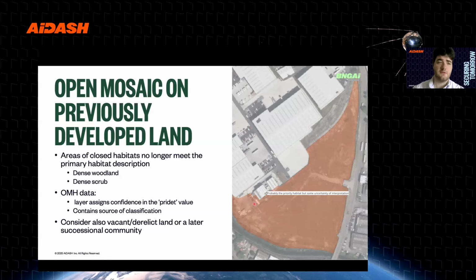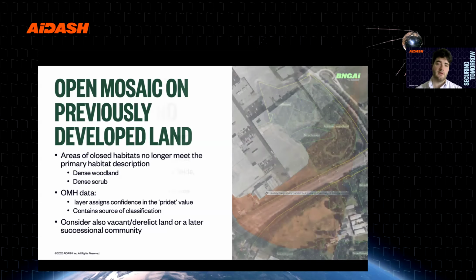Yeah. So open mosaic on previously developed land again is difficult, but primarily we're going to be mapping the whole area as this one habitat type if it meets the definition. We're not going to be breaking it up into those subcompartments because in BNG, rather than UKHab, it's a primary habitat code, not a secondary habitat code.